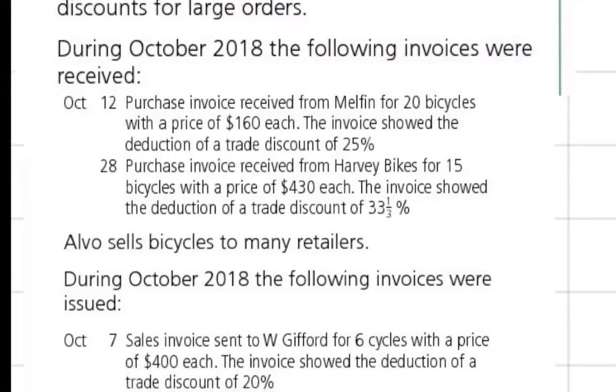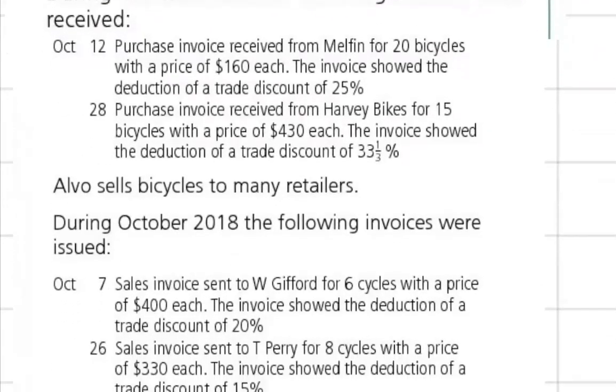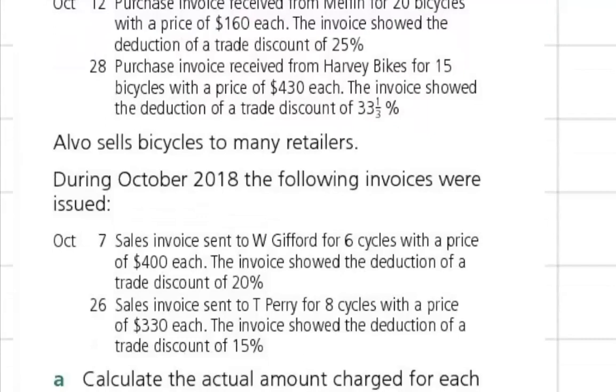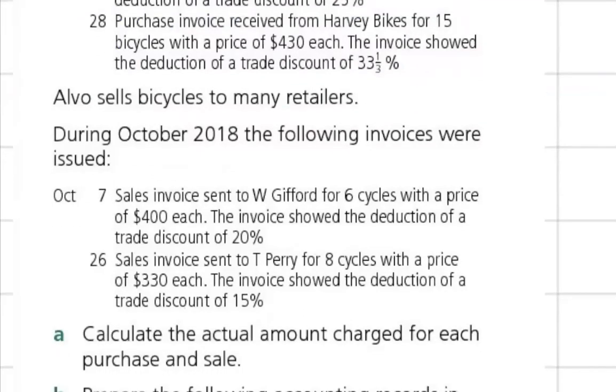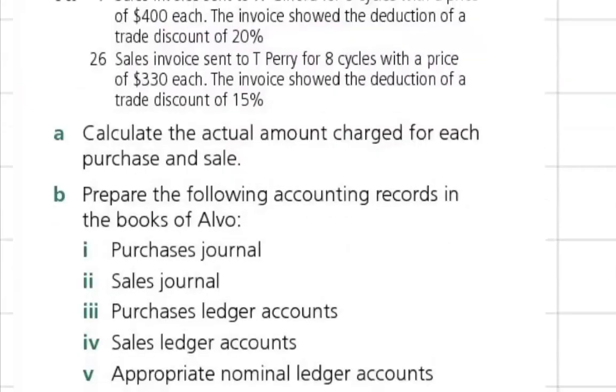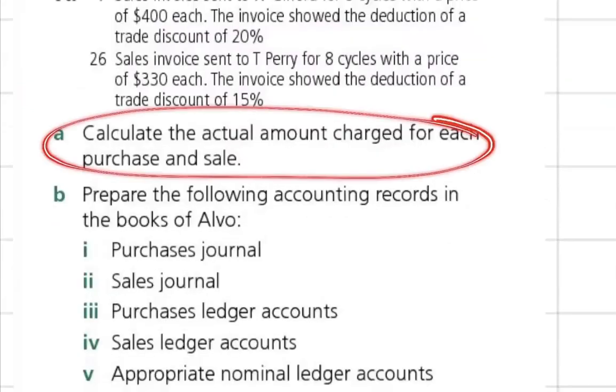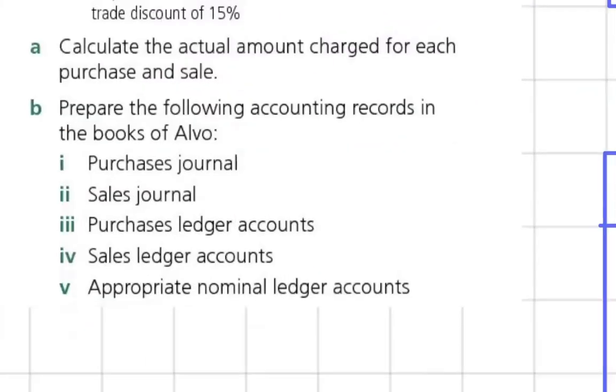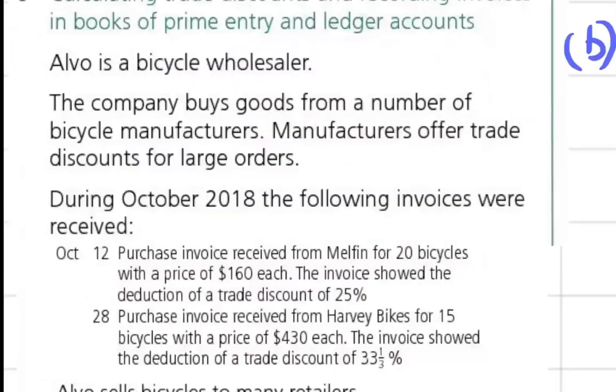During October 2018, the following invoices were received, and then Alvo also issued invoices to customers. First we need to calculate this, but I'm going to skip this part because it will be done inside our purchases journal and our sales journal. So let's look at the first part here.